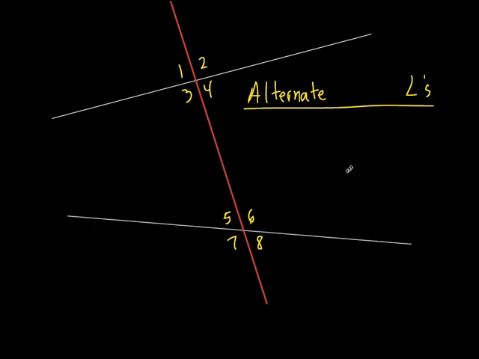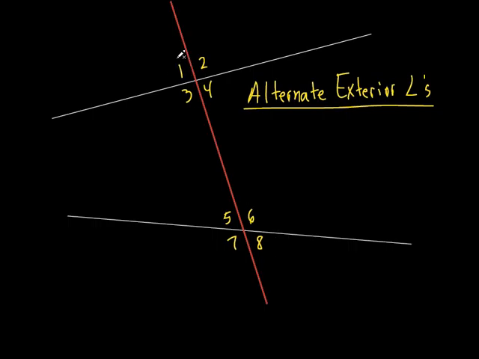So we had alternate interior. Let's do alternate exterior angles. So that should make sense. So now we're just dealing with the exterior angles. The exterior are 1, 2, 7, and 8. Right? We talked about that earlier.